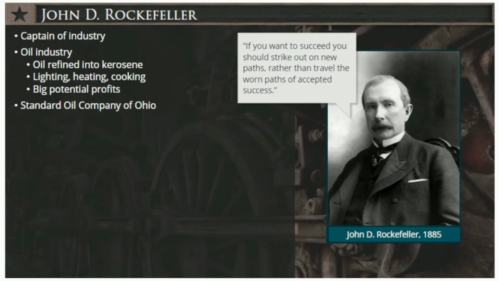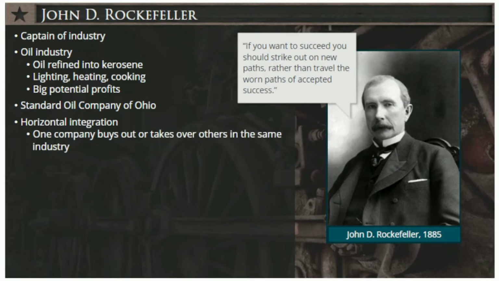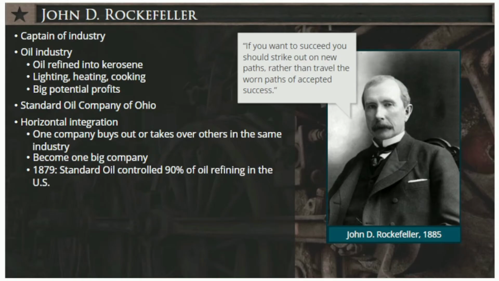Standard Oil quickly became the largest oil refiner, but Rockefeller wanted to eliminate his competitors in order to raise the price of oil and increase profits. Through an economic practice called horizontal integration, one company buys out, takes over, or merges with other companies in the same industry, and they are all absorbed into one big company. Through horizontal integration, by 1879, Standard Oil bought out most of its competitors and controlled over 90% of the oil refining in the United States.